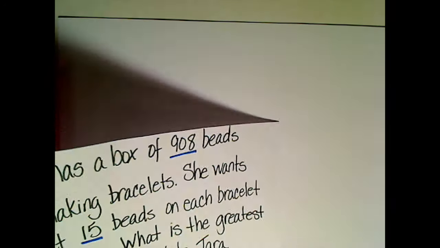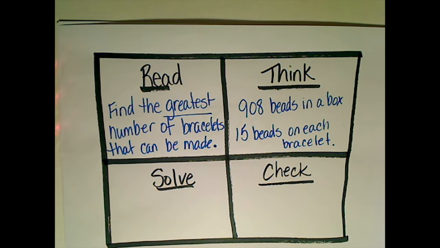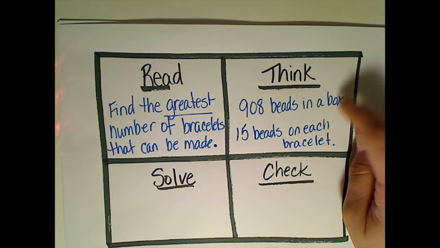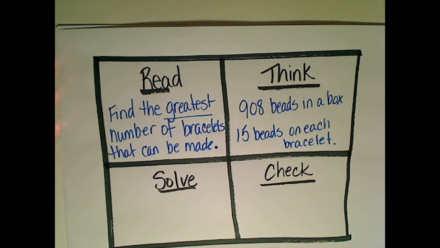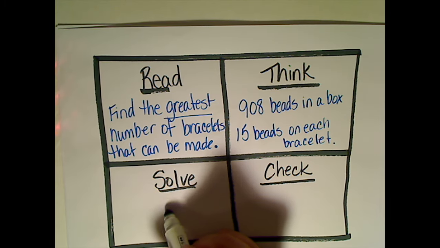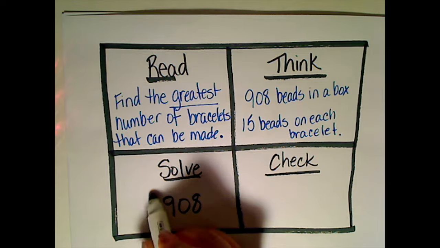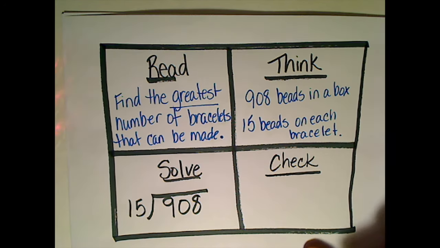Just wanted to go through that with you very quickly. So now the next step, we've put down our facts that are stated. There were no unstated facts. Now we're going to solve. So here we go. We have 908 as our dividend. We just discussed that. And our divisor is 15. So now we're going to solve.